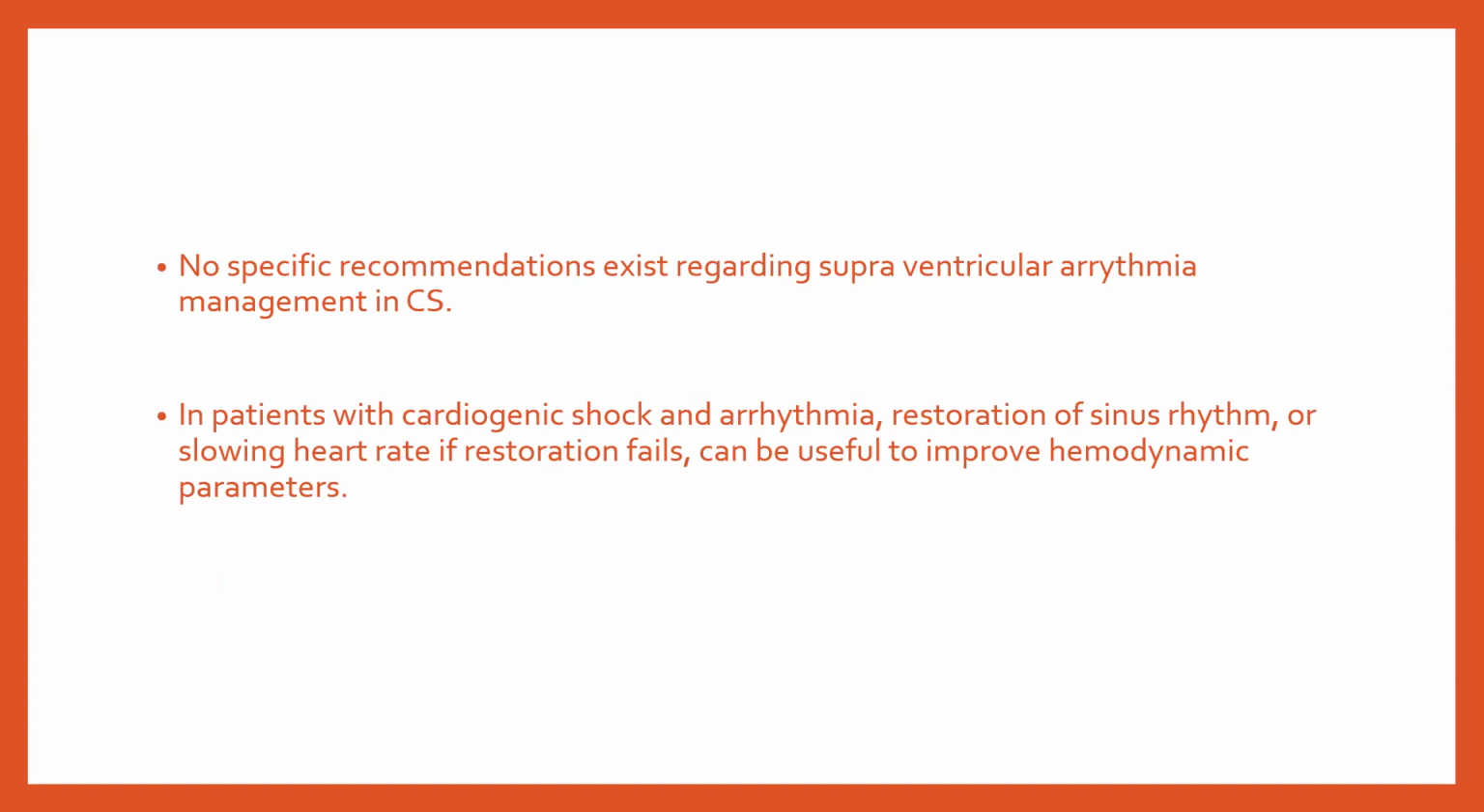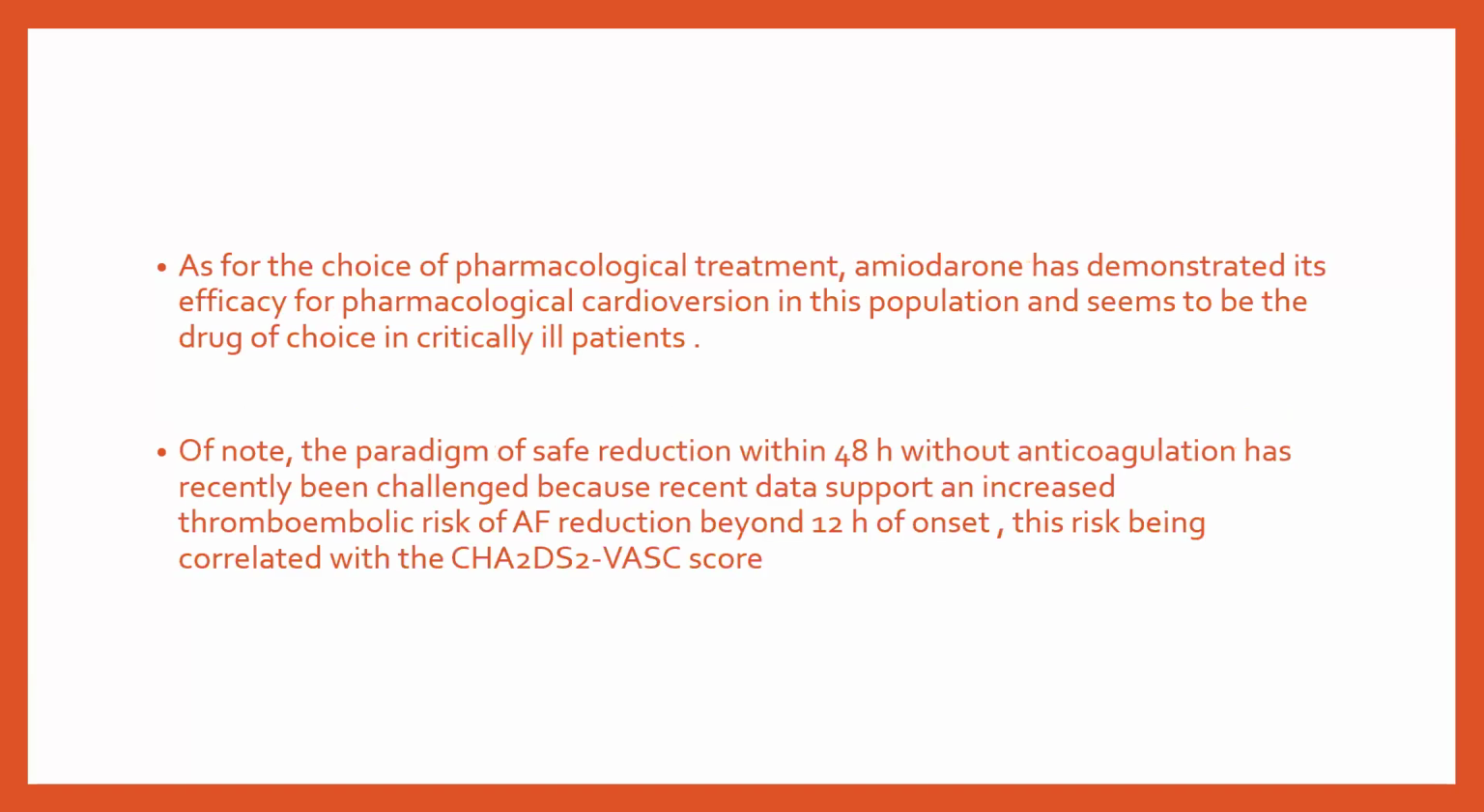So there are no specific recommendations regarding supraventricular arrhythmia in cardiogenic shock. In patients with cardiogenic shock and arrhythmia, restoration of sinus rhythm, or slowing the heart rate if restoration fails, can be helpful to improve hemodynamic parameters. So as for the choice of pharmacological treatment, amiodarone has demonstrated its efficacy for pharmacological cardioversion and seems to be the drug of choice in critically ill patients.